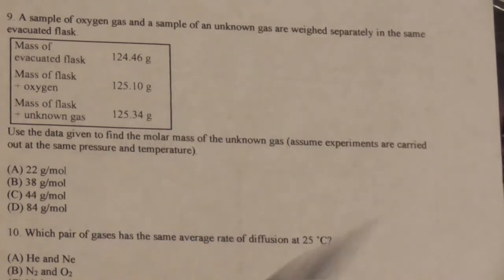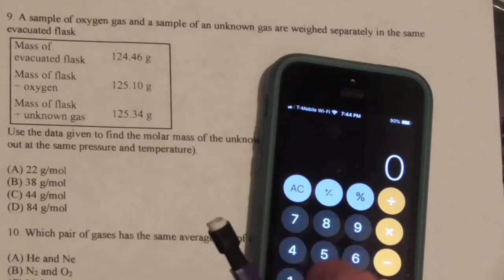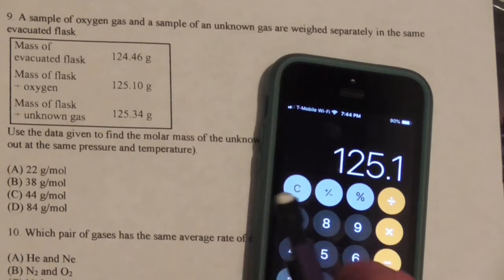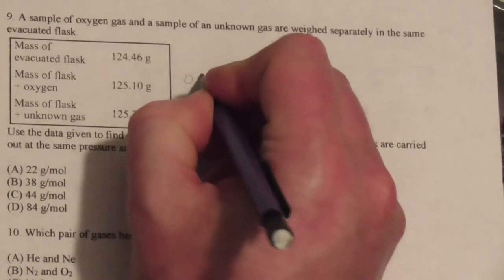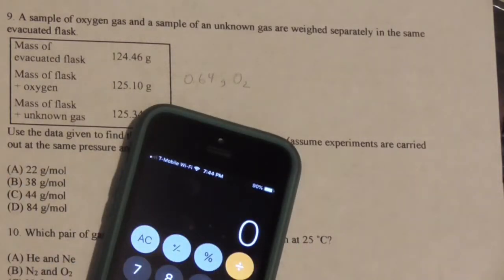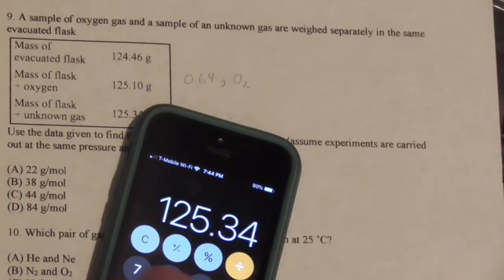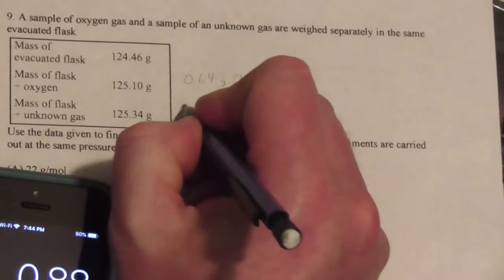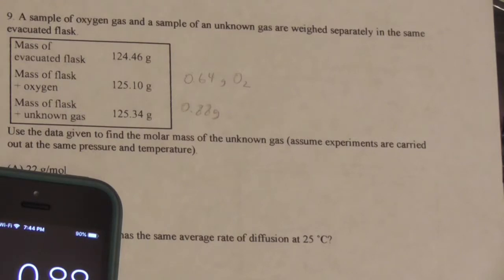Alright, this is what I need to do first. I need to find the mass of the oxygen. So 125.1 minus 124.46, 0.64 grams of oxygen. And 125.34 minus 124.46, so that's 0.88 grams. Now, what do I need to know in this particular case?